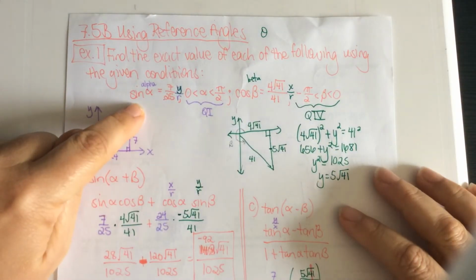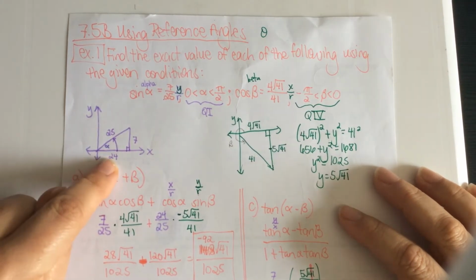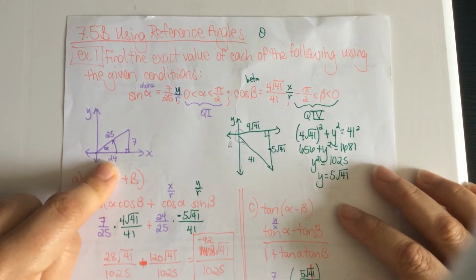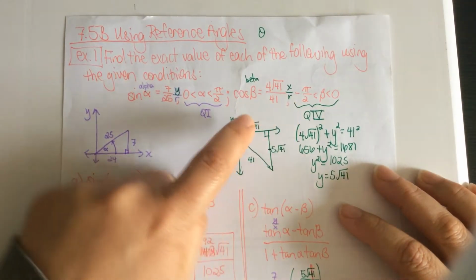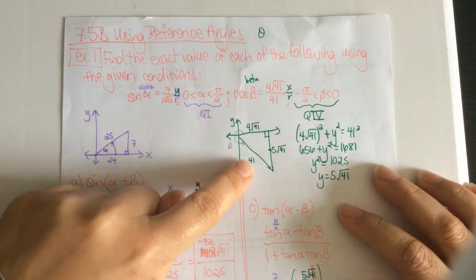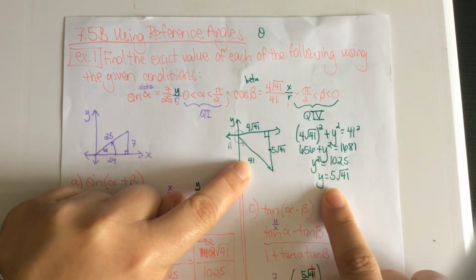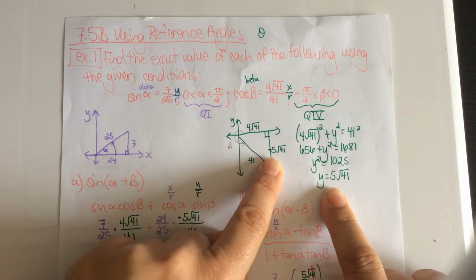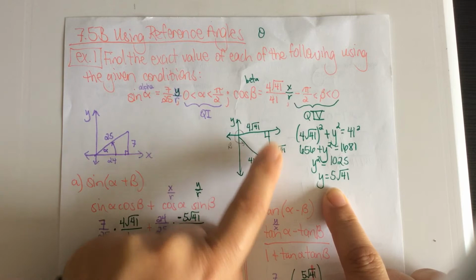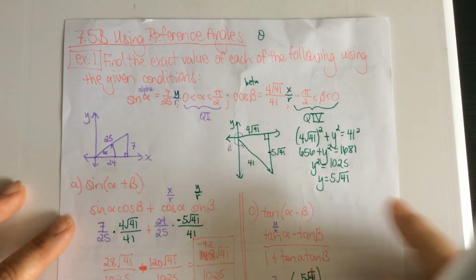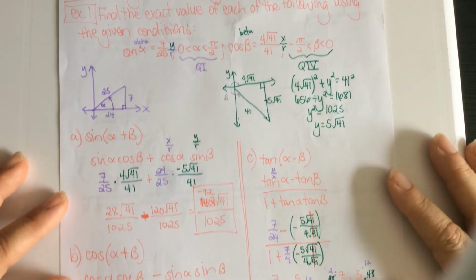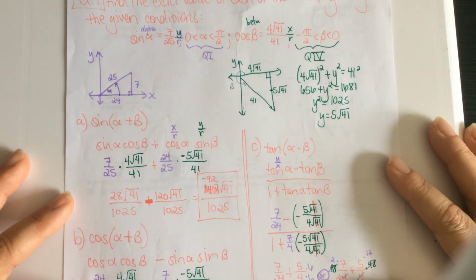So this gave me the 7 and the 25, and we used the Pythagorean theorem to get the 24, the y over r. This x over r gave me the 4 rad 41 and the 41, and we used the Pythagorean theorem to get the y value. Going down means it's negative, so don't forget that. I think I forgot that when we first did this. And then we went through and found sines and cosines.